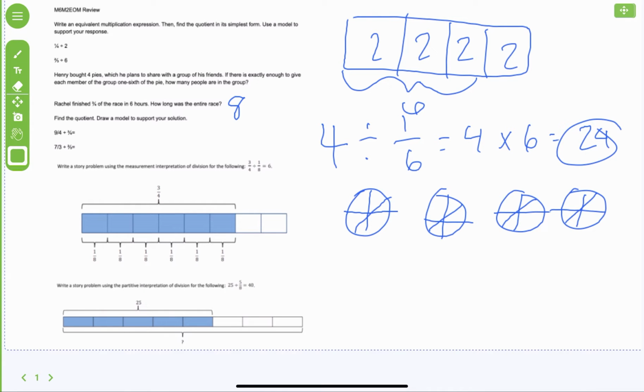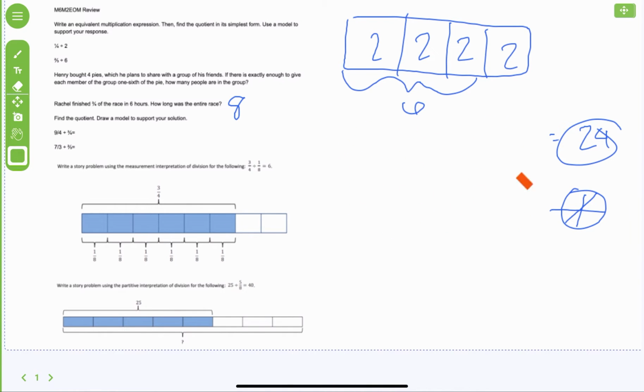Find the quotient. Draw a model to support your solution. All right. 9/4 divided by 3/4. Since we have the same denominator, we can just divide the numerators, right? 9 divided by 3 is 3.